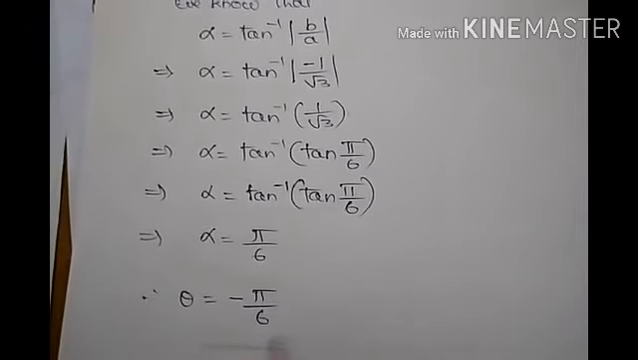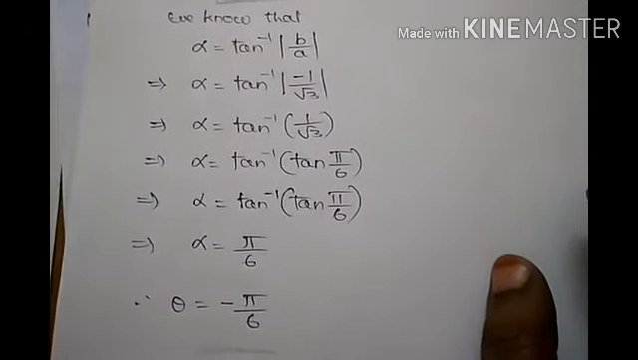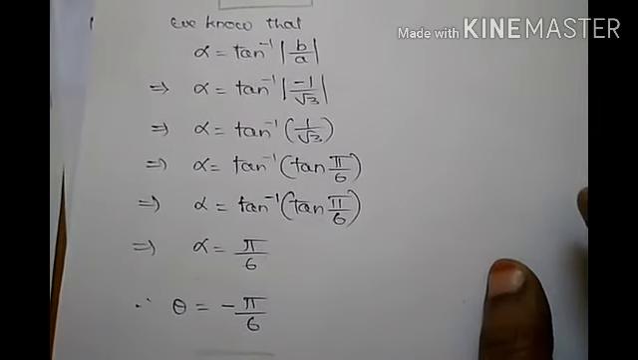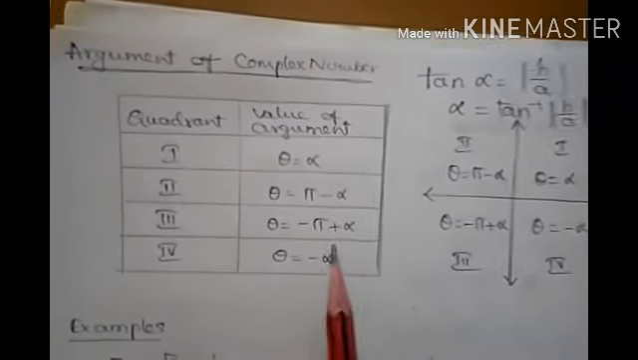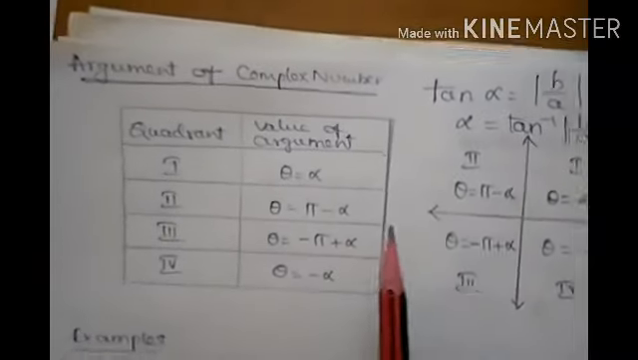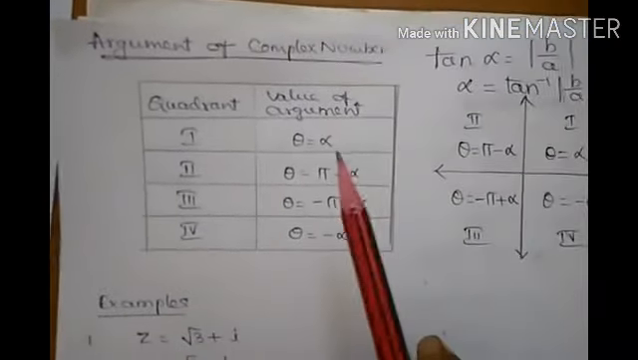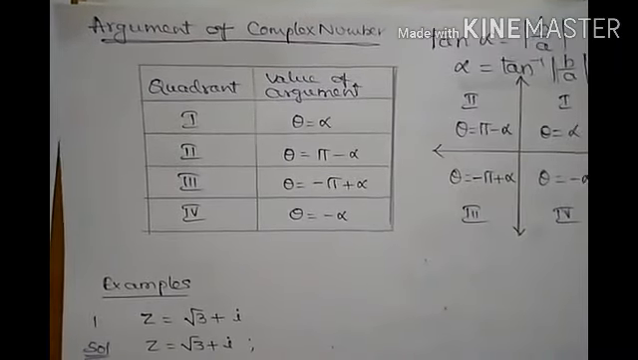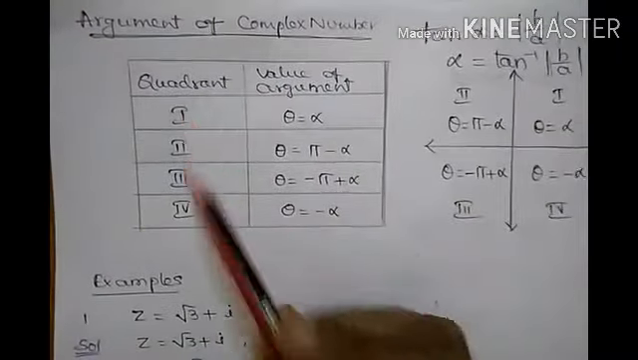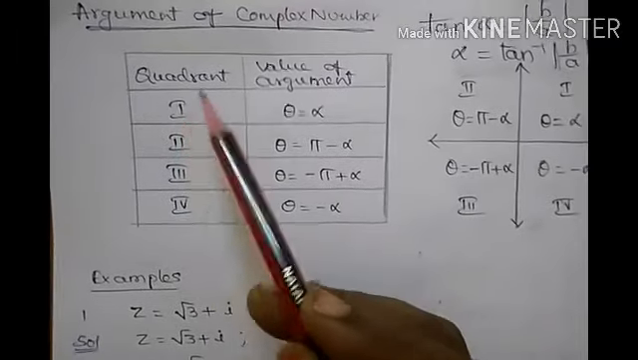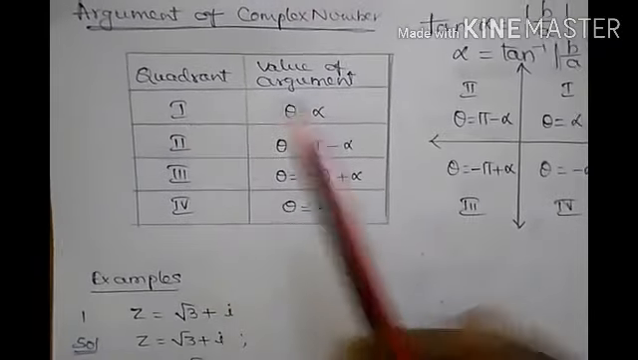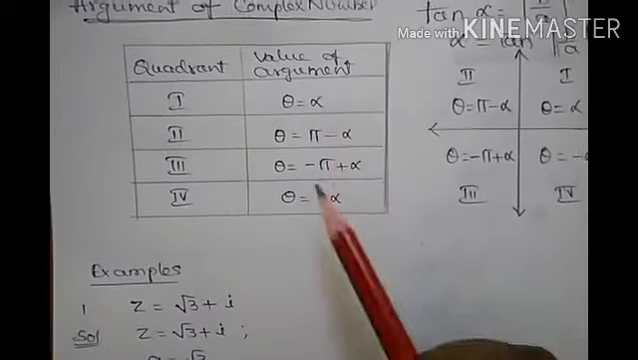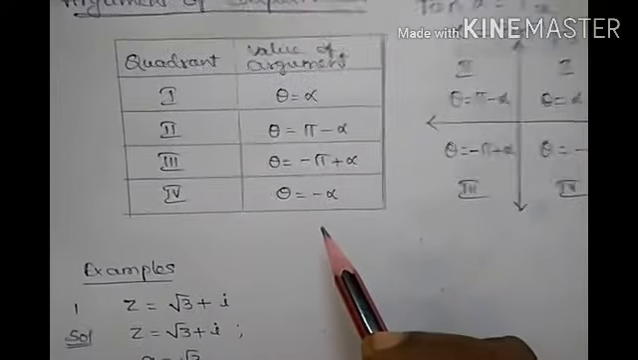In this manner you can find the argument of any complex number in the four quadrants. To find the argument of any complex number, first we have to calculate alpha, and then according to the quadrant in which the complex number lies, we can find the theta value. This is about the argument of a complex number. Thank you.